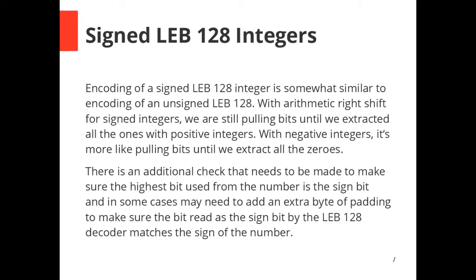Signed LEB 128. Encoding of a signed LEB 128 integer is somewhat similar to encoding an unsigned LEB 128. With arithmetic right shift for signed integers, we are still pulling bits until we have extracted all the ones with positive integers. With negative integers, it's more like pulling bits until we extract all the zeros. There is an additional check that needs to be made to make sure the highest bit used from the number is the sign bit, and in some cases may need to add an extra byte of padding to make sure the bit read as the sign bit by the LEB 128 decoder matches the sign of the number.